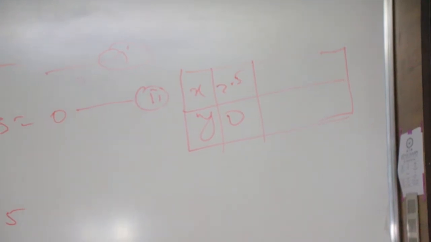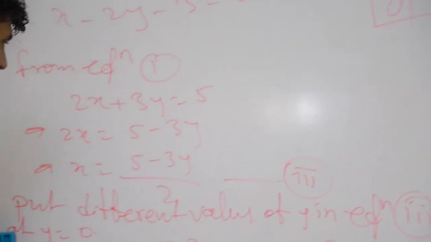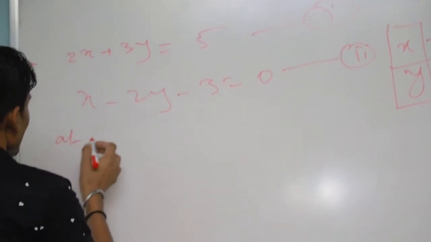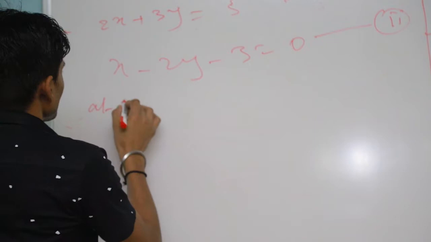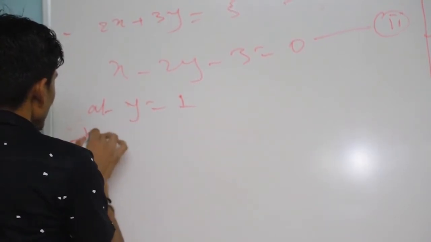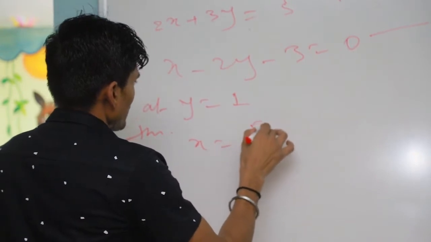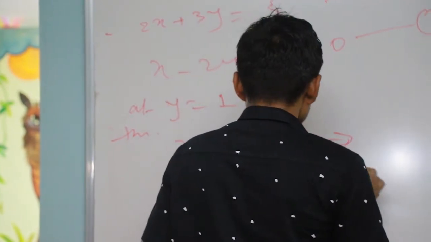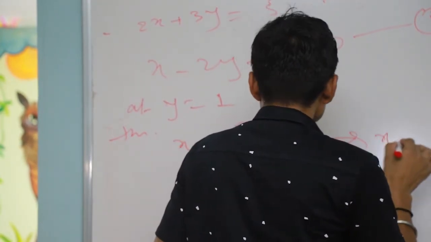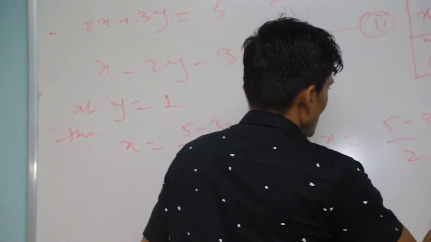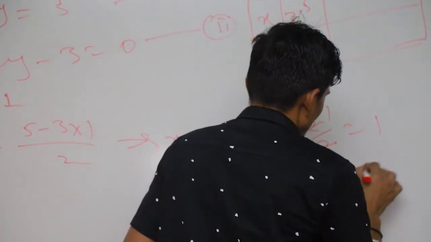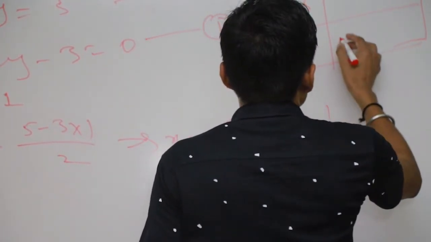Again we have to put the different values of y in the same equation number 3. Then you will get the different values of x. At y equal to 1, x is equal to 5 minus 3 into 1 by 2, that is x equal to 5 minus 3 by 2, that is equal to 2 by 2, that is equal to 1. So x is equal to 1. That means when y is 1, x is 1.